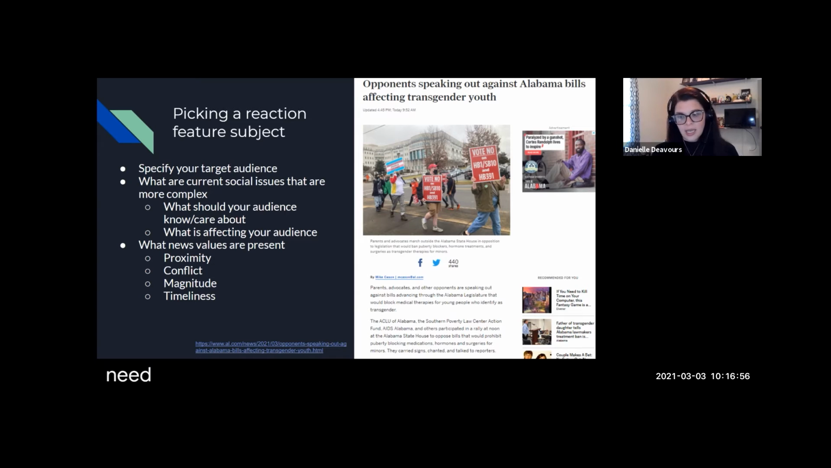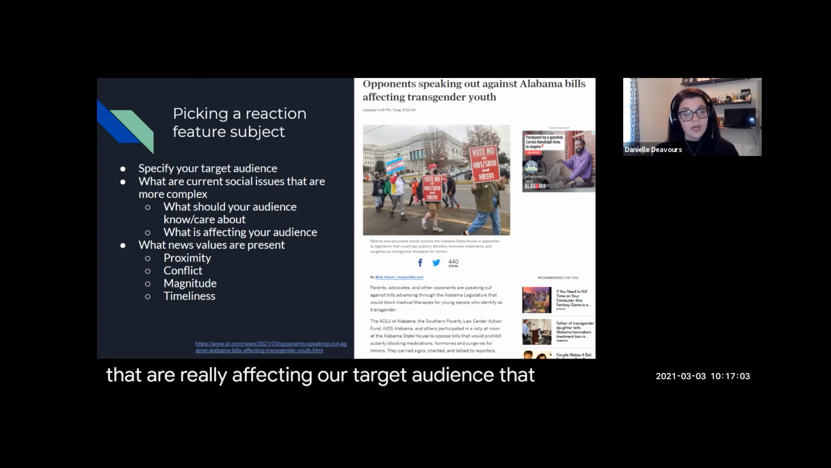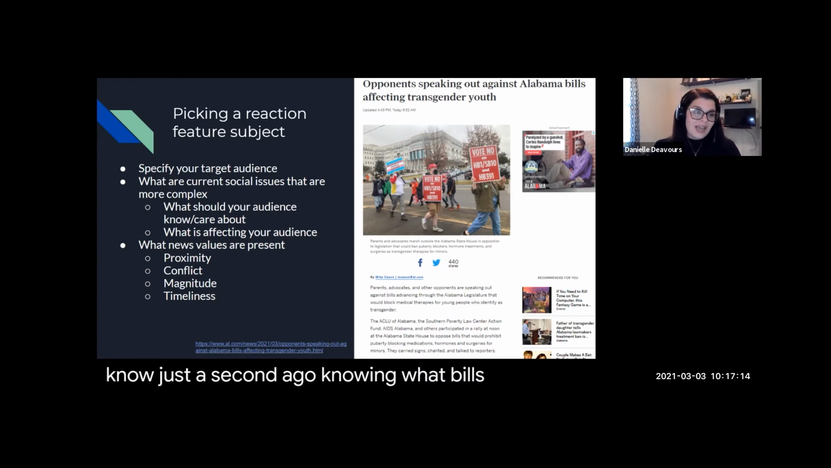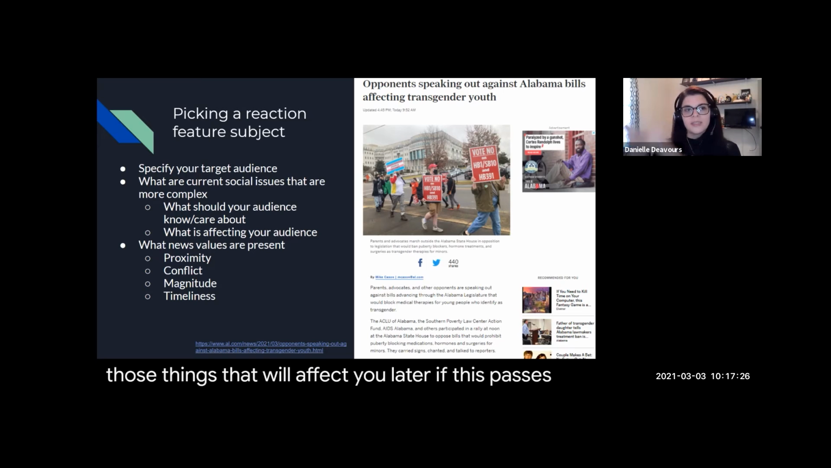We also need to think about what are the current social issues that are really affecting our target audience that they care about. And this may not be something that they're excited to read about, like we talked about just a second ago. Knowing what bills are in front of the Alabama legislature, you may not care about that as a student. But what you should care about are those things that will affect you later. If this passes, what does this mean for my community?